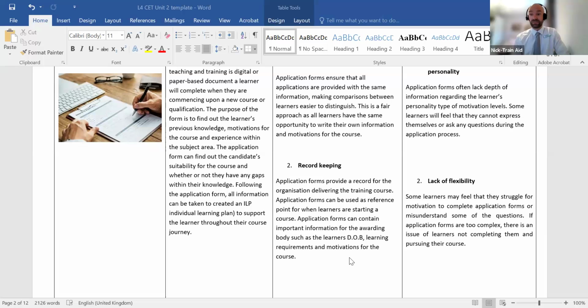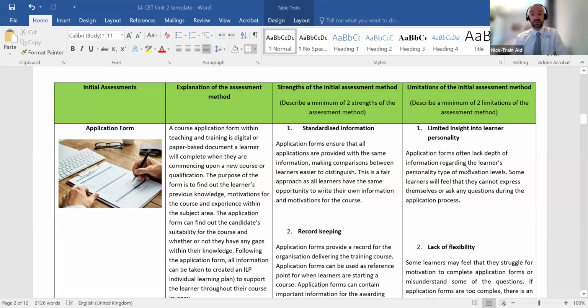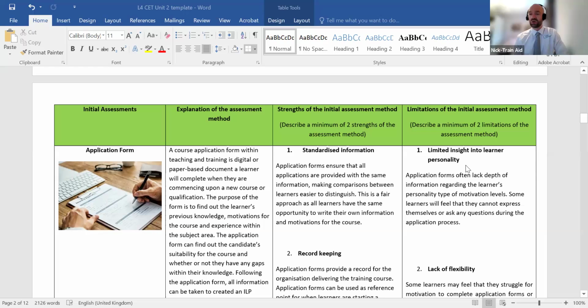Also, application forms can be incredibly important when registering learners with perhaps an awarding body, because it has their date of birth on there, any learning requirements and motivations for the course. So by having a hard copy, it's actually evidence that the initial assessment has taken place. So in regards to application forms, they're incredibly flexible. They can be completed at any point. You can complete a paper-based version or digital as well. And you're giving the learner responsibility for them as well.